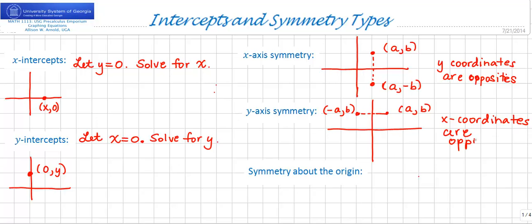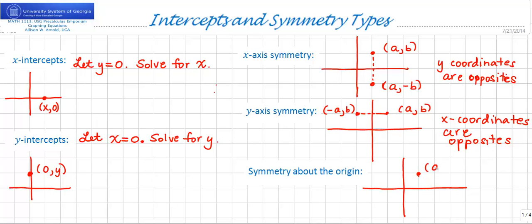If you needed to take an equation and test for y-axis symmetry, you would let the y's stay as they are in the equation, and then you would replace every x with negative x, substitute in, and see if the equation cleans up to be the original. All symmetry tests work in this same type of manner.